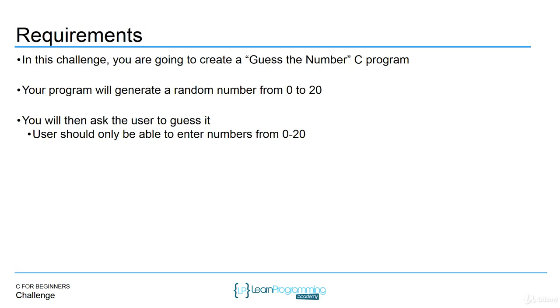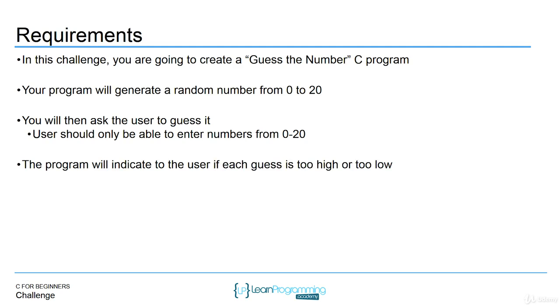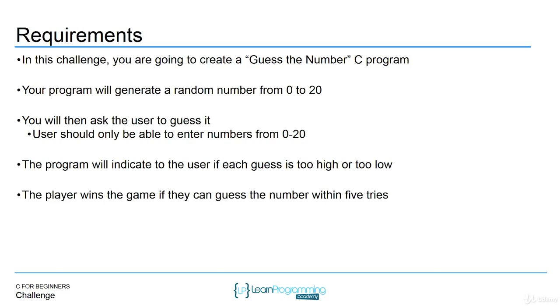So that's one stipulation. But once the user actually gets a guess and it's a valid guess, you're then going to tell the user whether or not they were too high, or too low. Or if they were correct, you'll display saying that they're correct and they will win the game. Now they only have a certain number of times that they can guess the correct number. They can only guess the number 5 times. After 5 times, they lose the game.